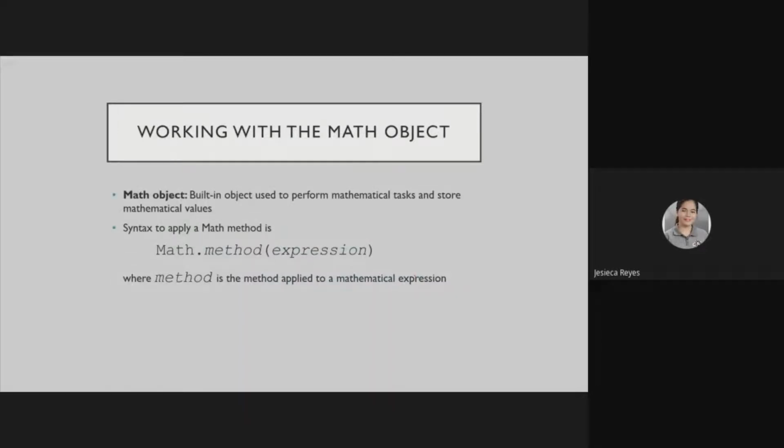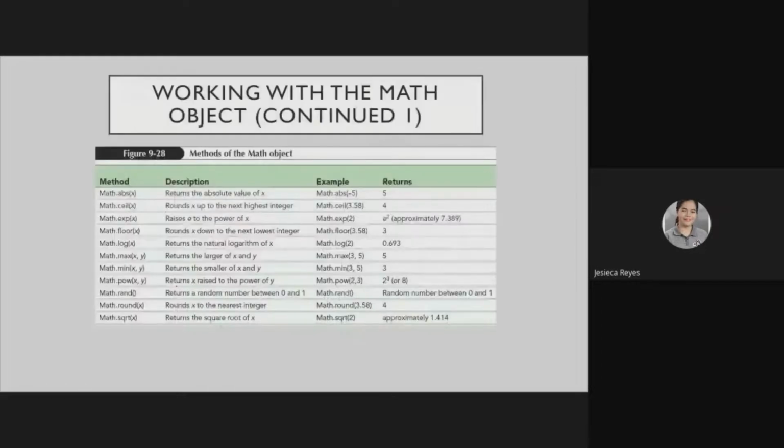Now you can work also with the math objects. Okay, math objects are built-in objects used to perform mathematical tasks and store mathematical values. And this is the syntax to apply a math method. Okay, start with the Math object, dot, method, and the expression. And the method here is the method applied to a mathematical expression.